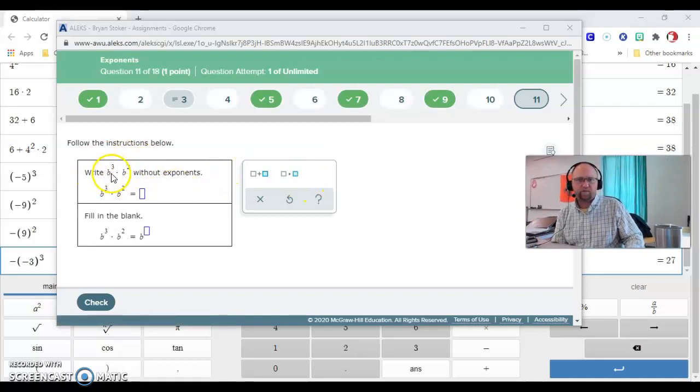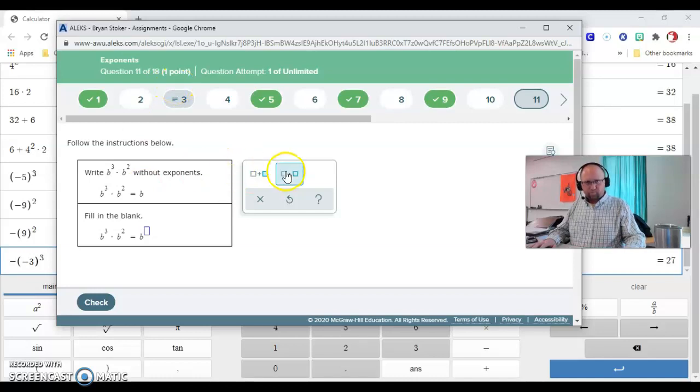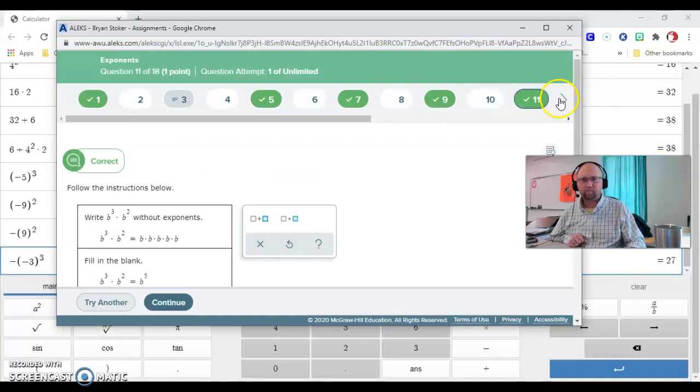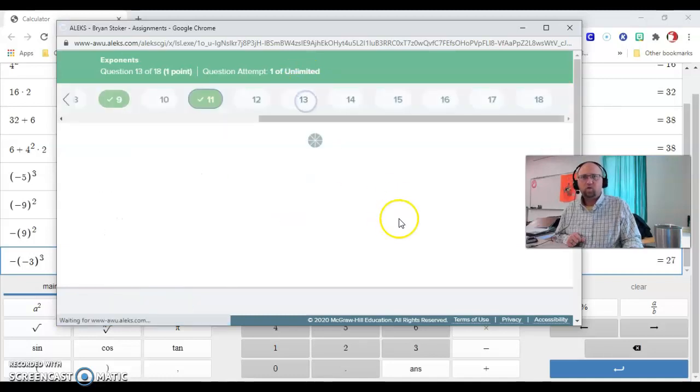Here they want me to write this without exponents. So b to the 3rd times b squared. That's just what I showed you. So I have b to the 3rd, I have b times, and since it's repeated multiplication, I'm going to use this. So b times b times b times b times b. So there's b to the 3rd, there's b squared. Now they want me to fill in the blank. How many b's are up there? 1, 2, 3, 4, 5. So b to the 5th. And that's how you would solve that one. Question 13.